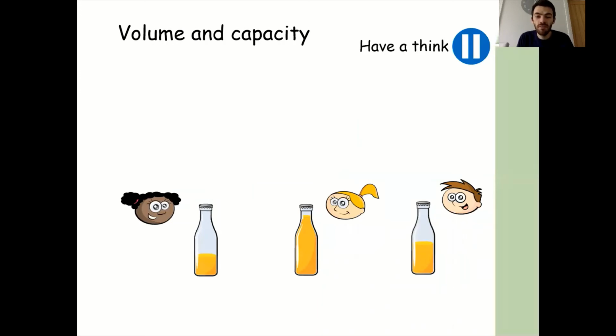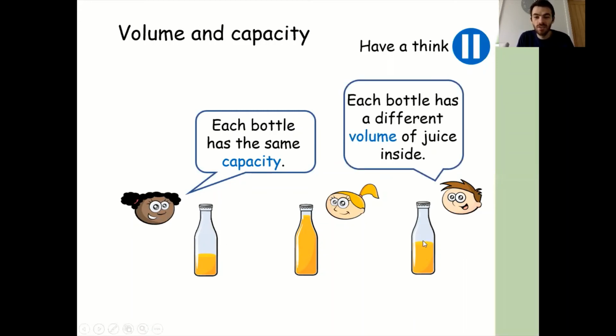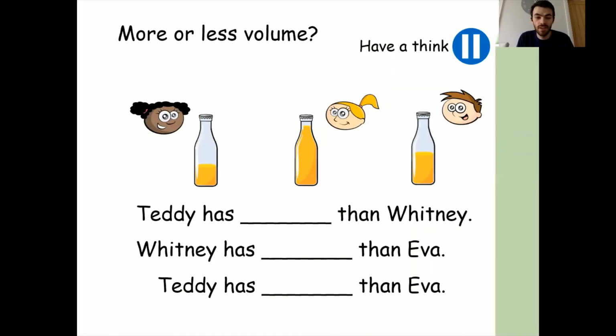Right, here we have 3 children. We have Whitney here, we have Eva, and we have Teddy. What you'll notice is each bottle is the same. They have the same capacity, but they've got a different amount of liquid in each, so the volume is different. Let's see if we can fill in these sentences.